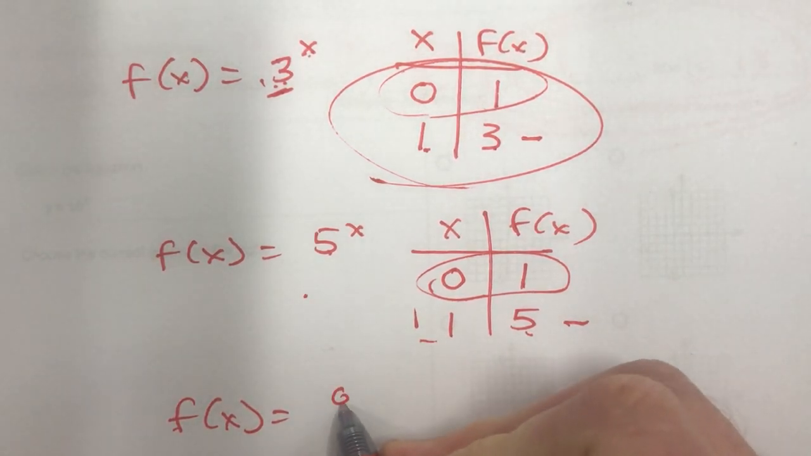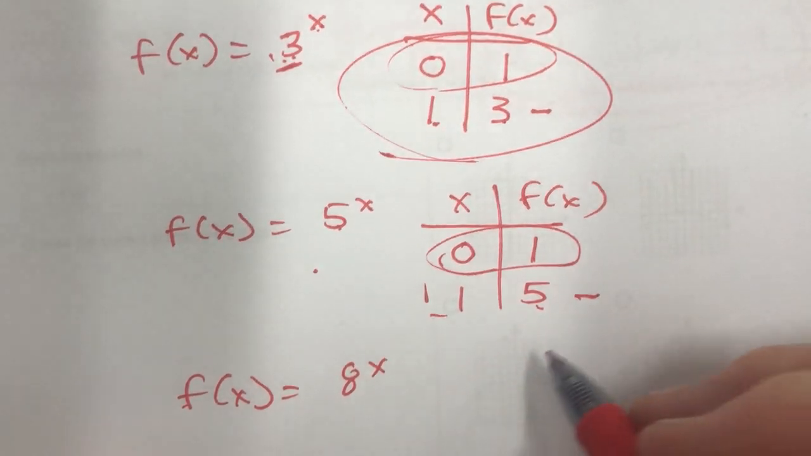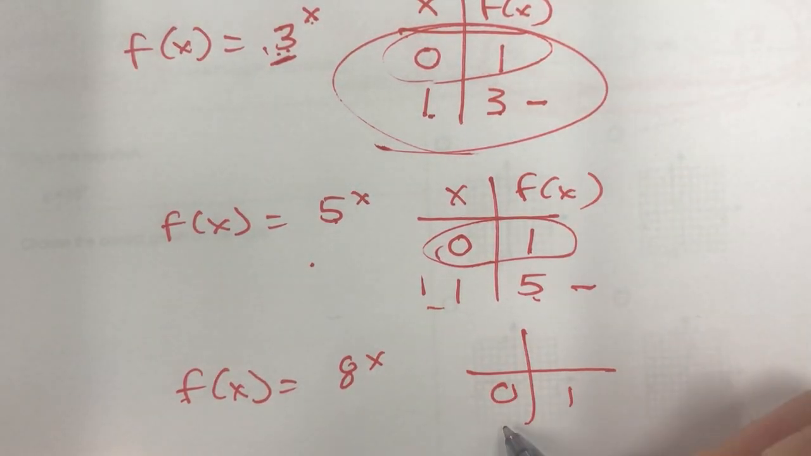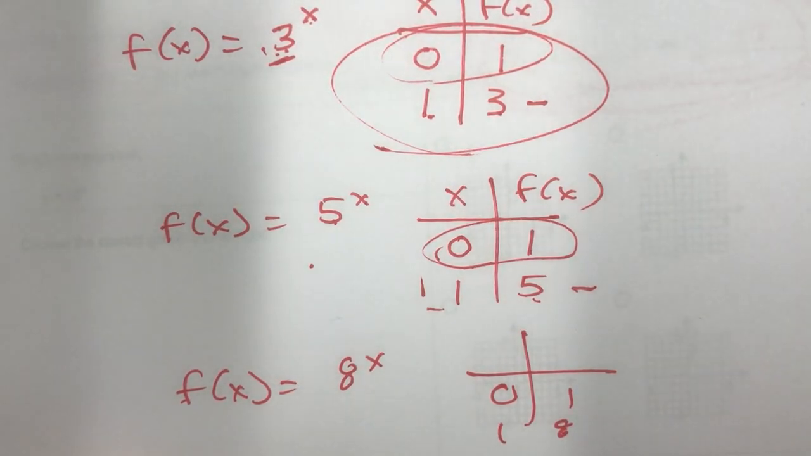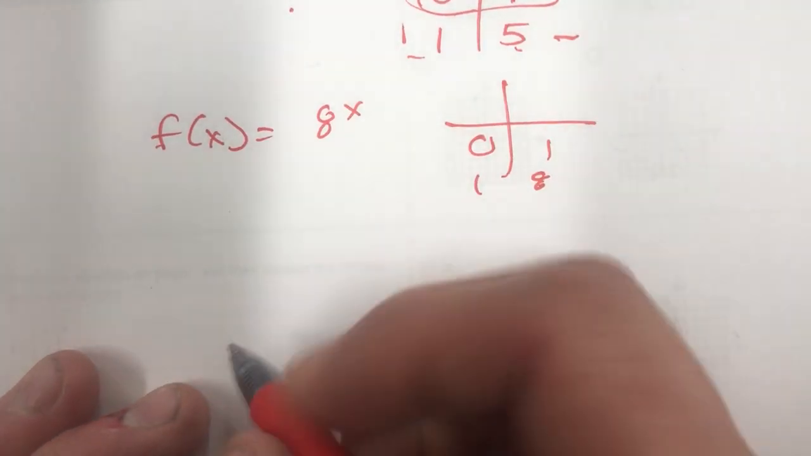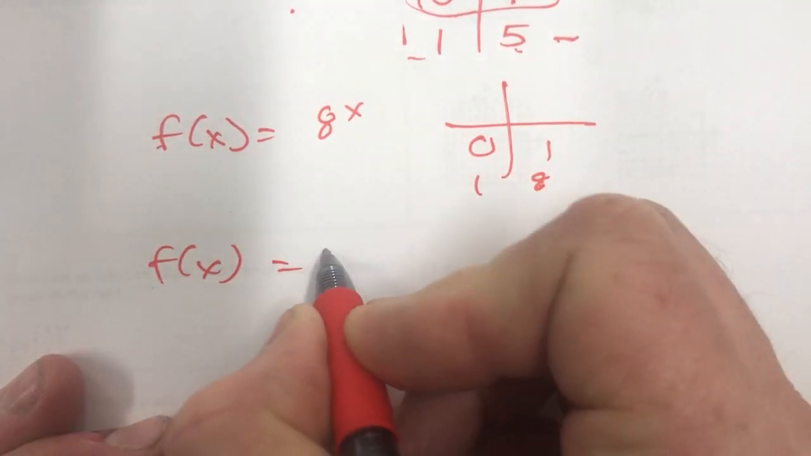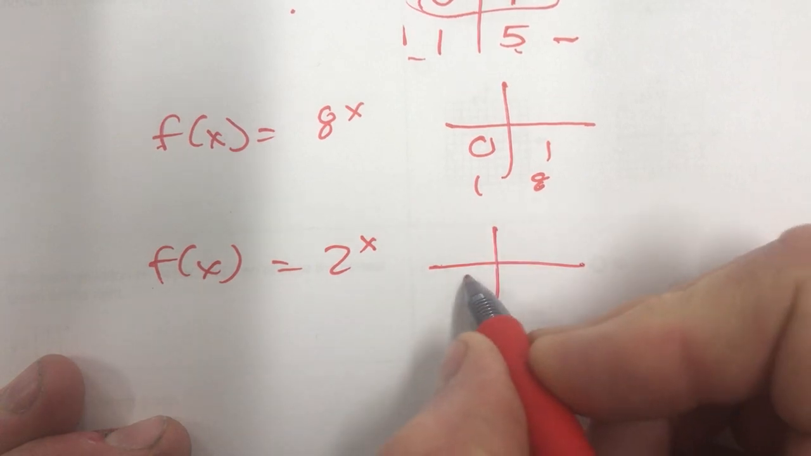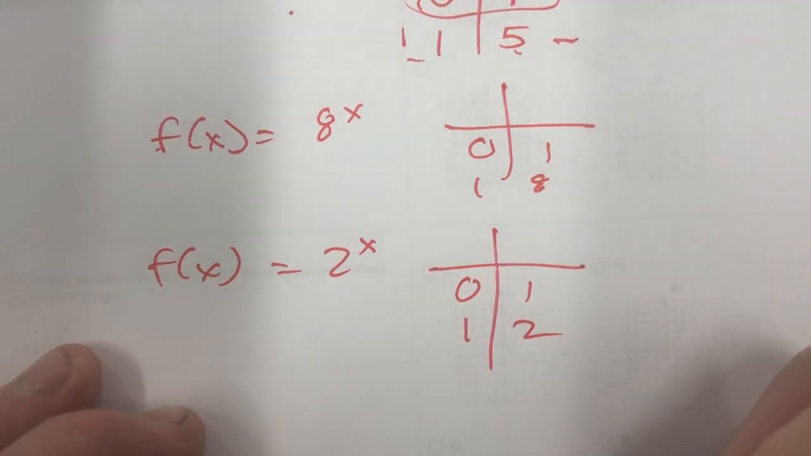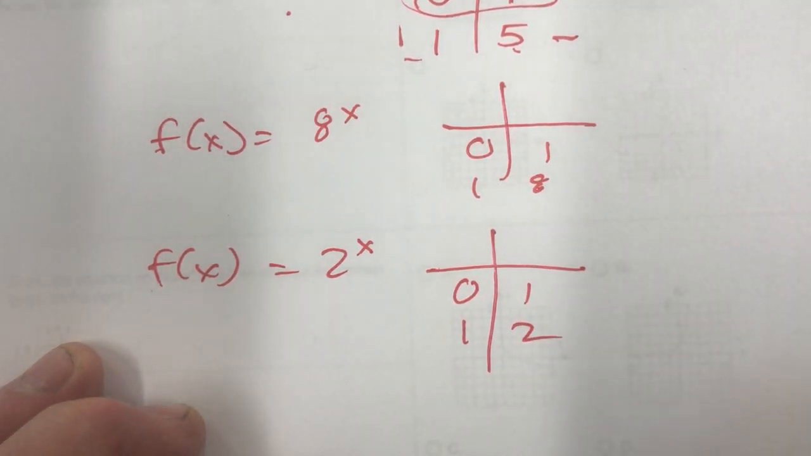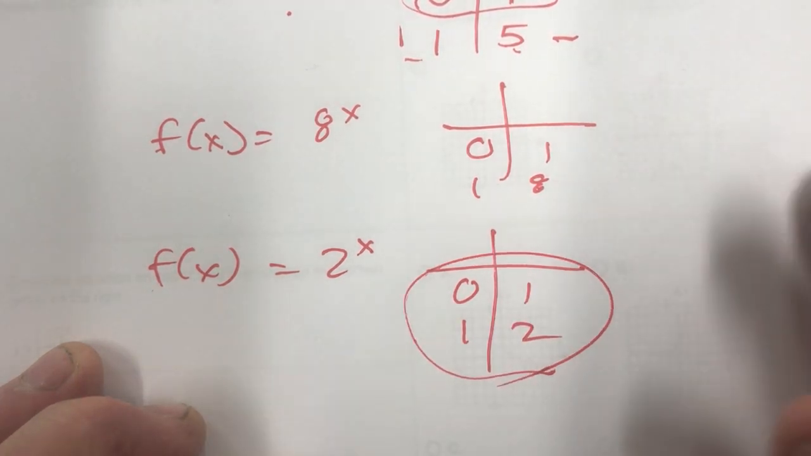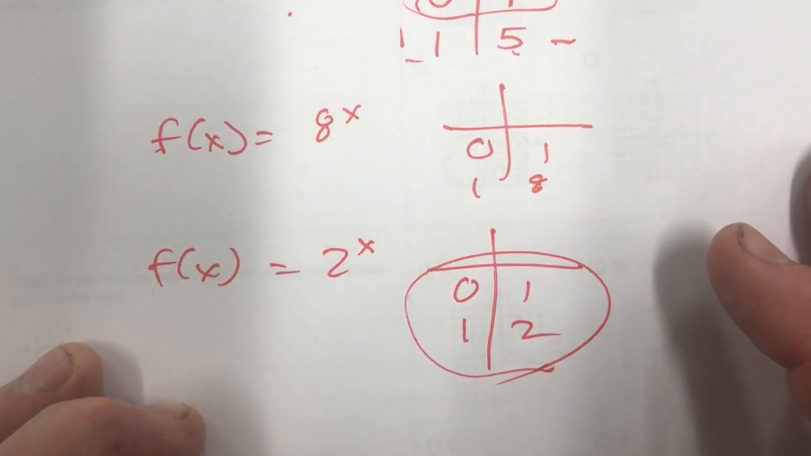Or suppose I have another one. Maybe it's 8 to the x power. Well, then guess what my points are? 0, 1, 1, 8. Okay? Here, look at another one. Suppose I have 2 to the x power. 0, 1, 1, 2. Those would be my points I look for. And these 2 points help us graph the graph every time.